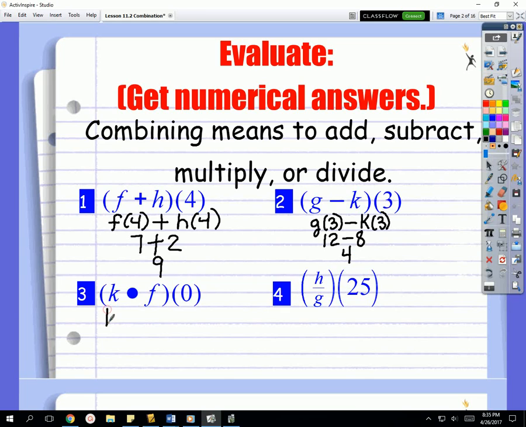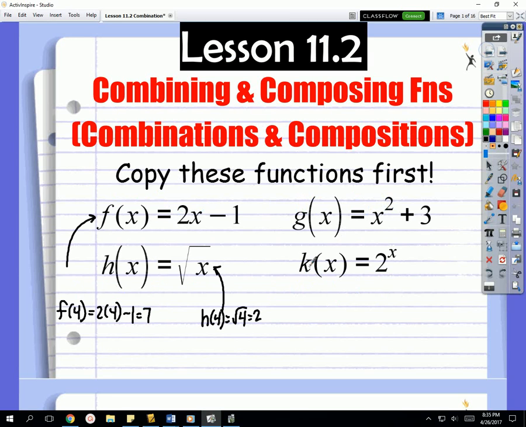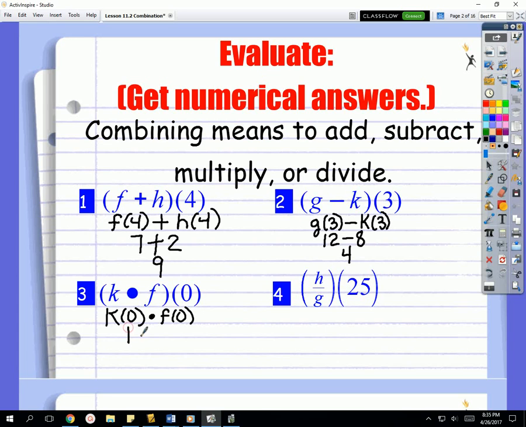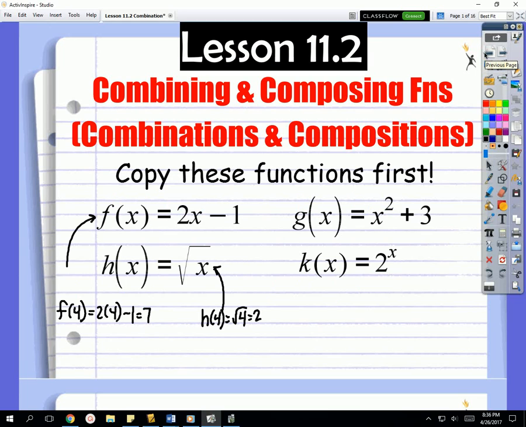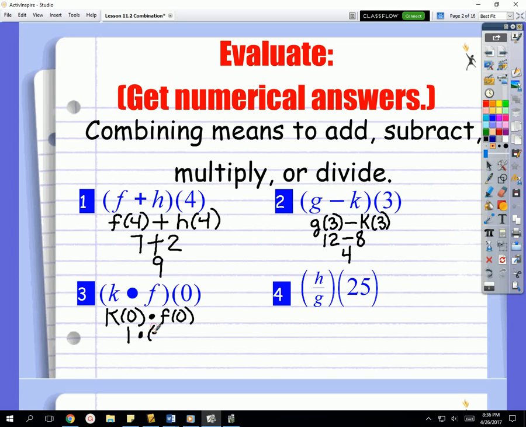Now on this one, k times f of 0 just means do k of 0 and multiply it by f of 0. So when I look, k of 0 means do 2 to the 0 power, and remember, anything to the 0 power is 1. So I'm going to say 1 times. So I'm going to look back at f of 0. F of 0 would mean to do 2 times 0, which is 0. 0 minus 1 is negative 1. So 1 times a negative 1 would just turn out to be negative 1.